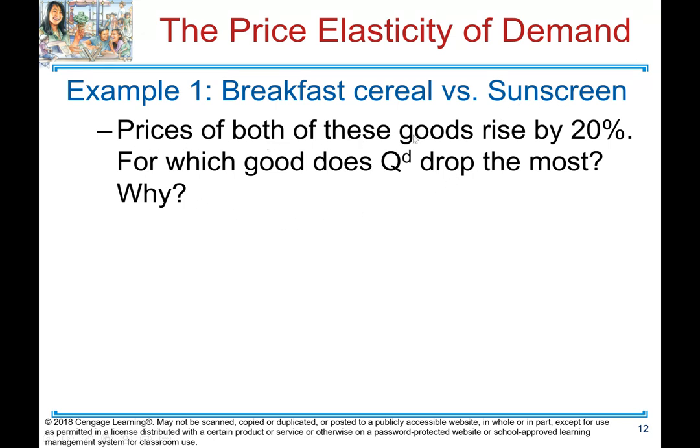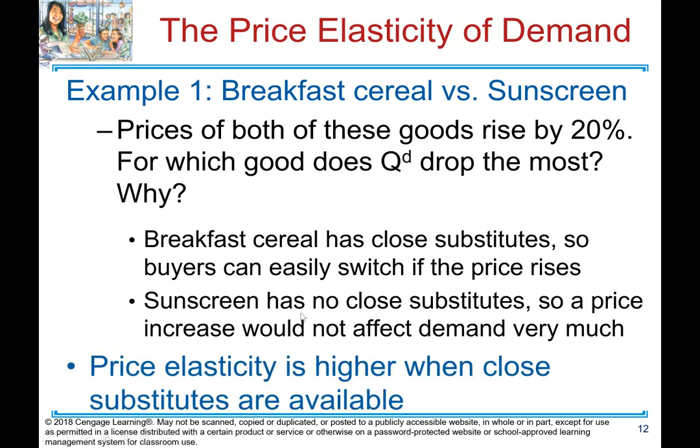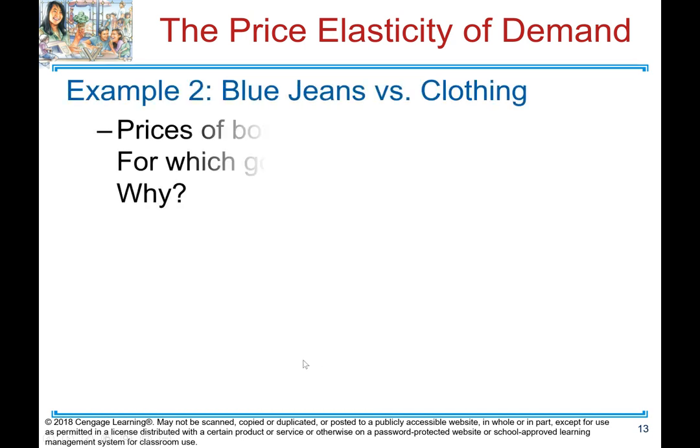Prices of both of these goods rise by 20%. For which good does quantity demanded drop the most, and why? Breakfast cereal has close substitutes, so buyers can easily switch if price rises. Sunscreen has no close substitutes, so a price increase would not affect demand very much. Therefore, price elasticity is higher when close substitutes are available.